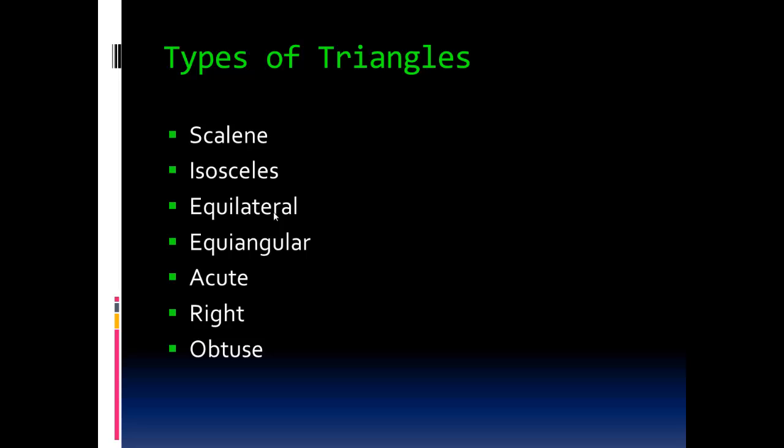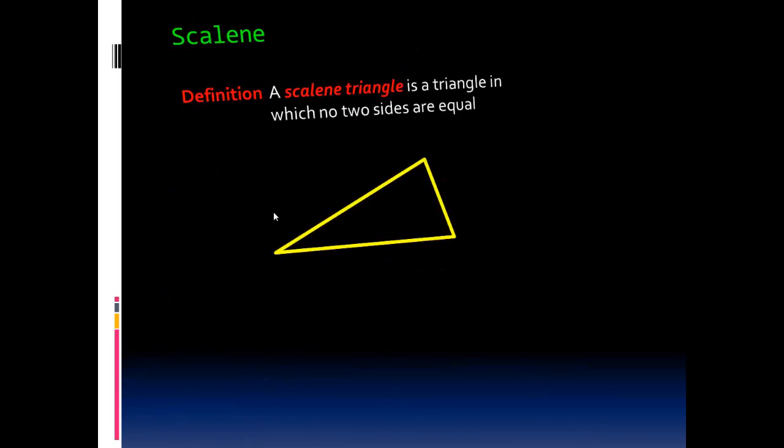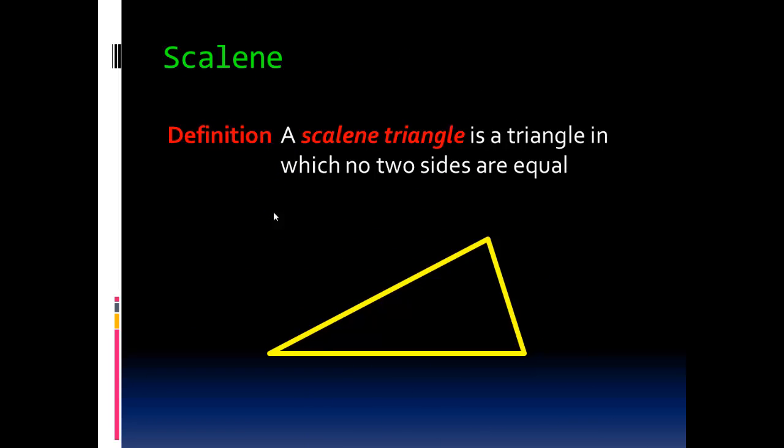So there are many different types of triangles, as you can see from my list. There is scalene, isosceles, equilateral, equiangular, acute, right, and obtuse. So let's go ahead and go through them all one by one.